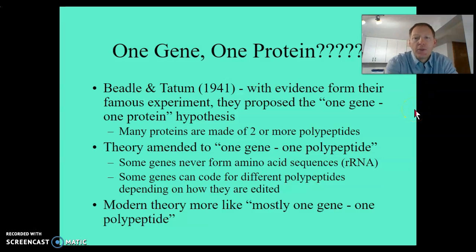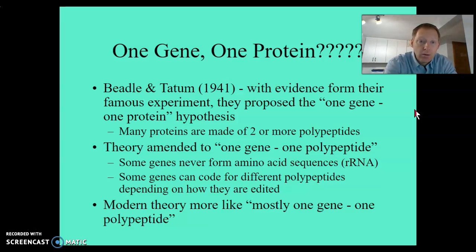This experiment in 1941 came up with the theory of the one gene, one protein hypothesis. And unfortunately, although that sort of stuck around and people still use it as an example, it's really not accurate. Because the truth of the matter is that many proteins are made of multiple polypeptides, which means that there are multiple genes that you need for one protein.